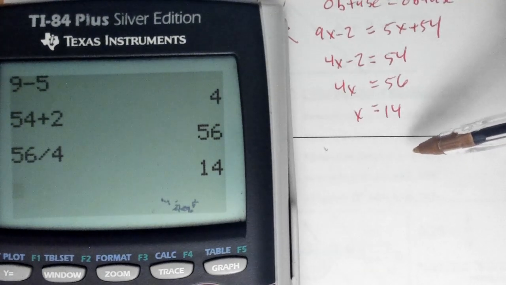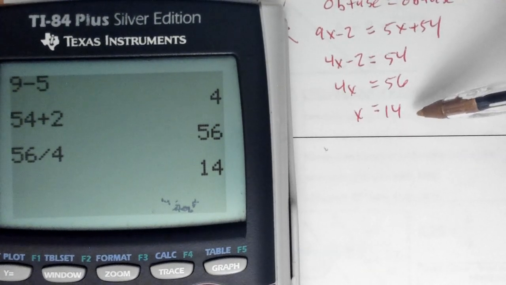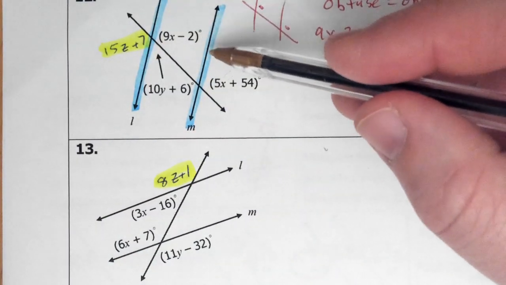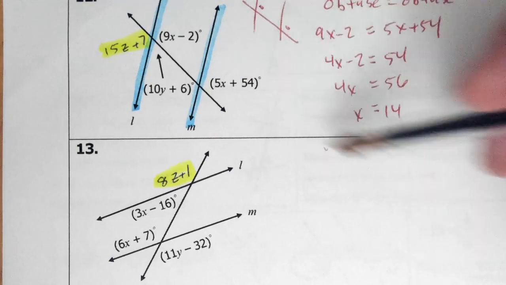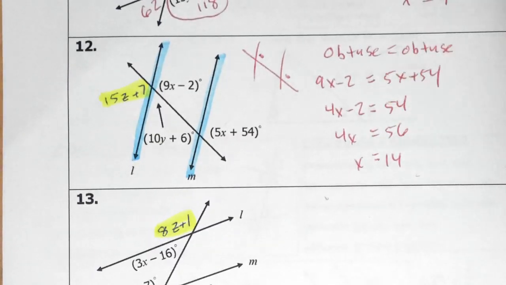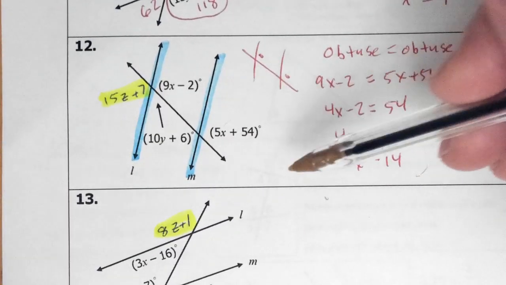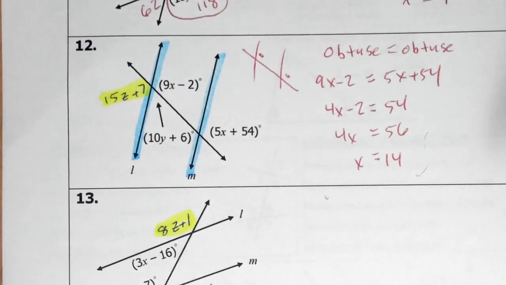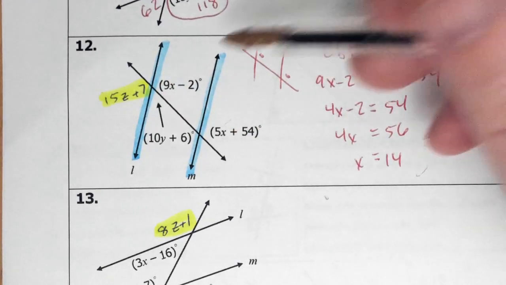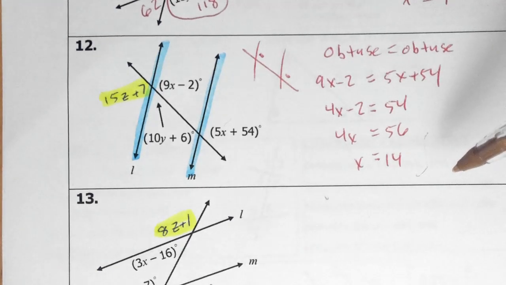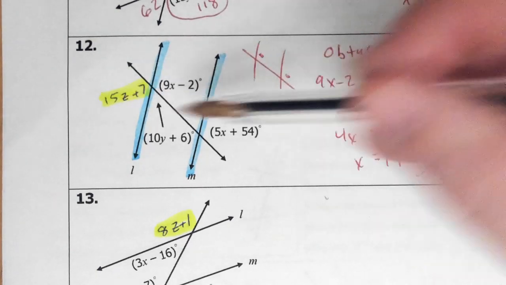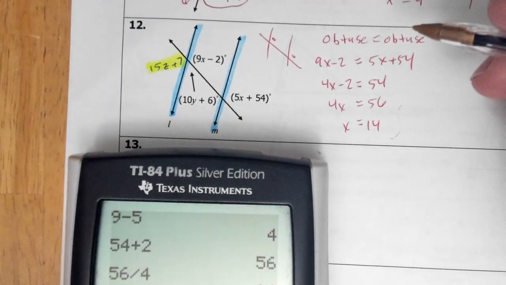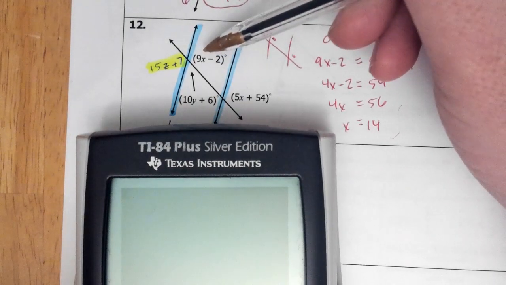Now, every single time that you get x, what are you always supposed to do? We're always supposed to put it back in the picture for two reasons. One, to check ourselves. Is what we just did correct? Does it become an obtuse angle like we said earlier, and are those equal? That's the first reason. The second reason is to help us find whatever else they may need. So in this case, I'm going to plug it back into here.